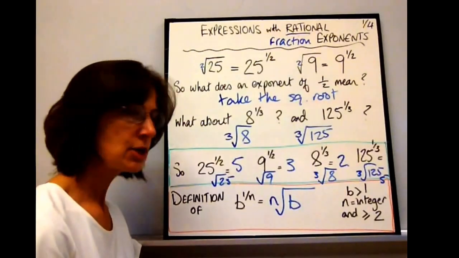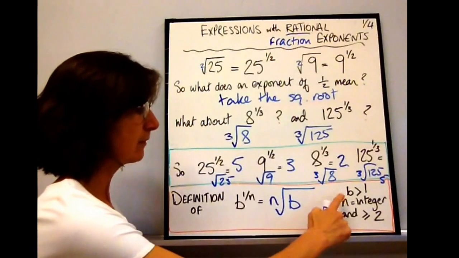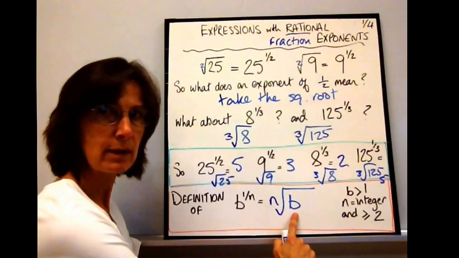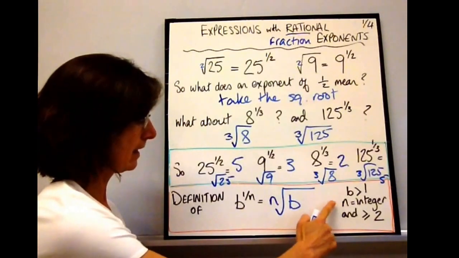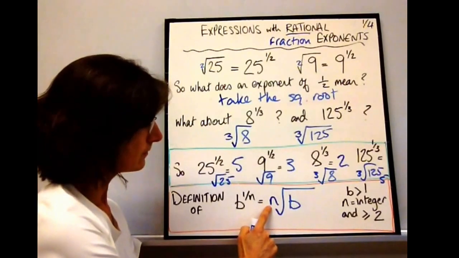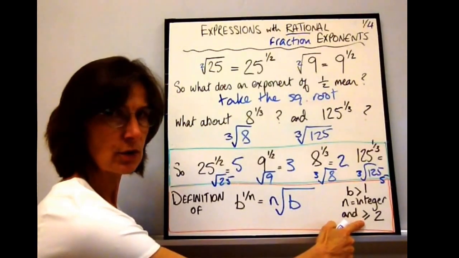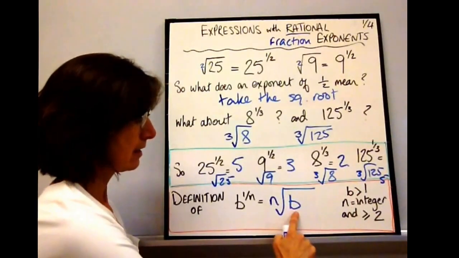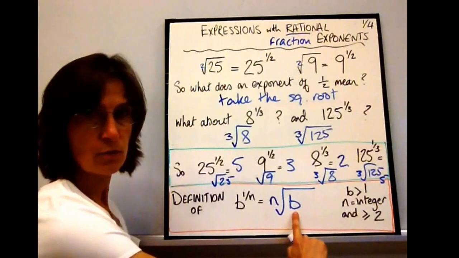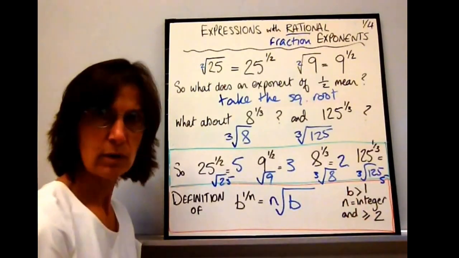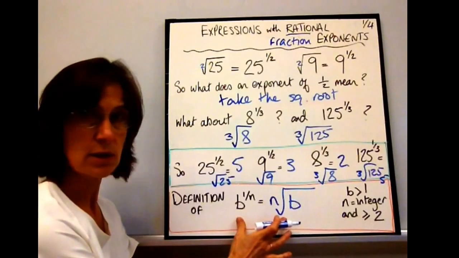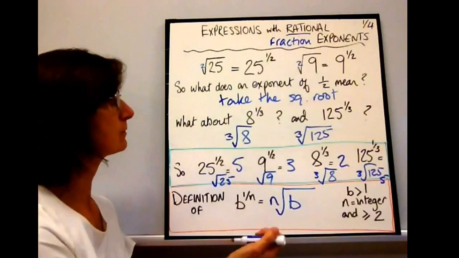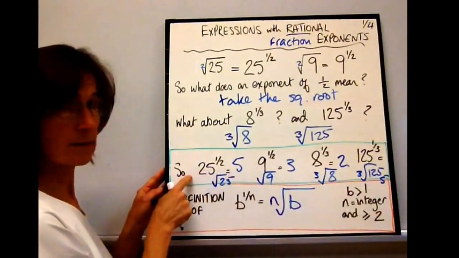And there are some qualifications for what b and n have to be. b is going to be a number greater than 1. This works when b is greater than 1. And n we use as an integer, and it's going to be greater than or equal to 2. 2, 3, 4, 5, 6, all of the integers 2 and greater. And b, the number we're finding the root of, is going to be greater than 1. So those are the qualifications for us using this definition. If I see a fraction power, I know it's the nth root. Okay? And these are some nice examples.